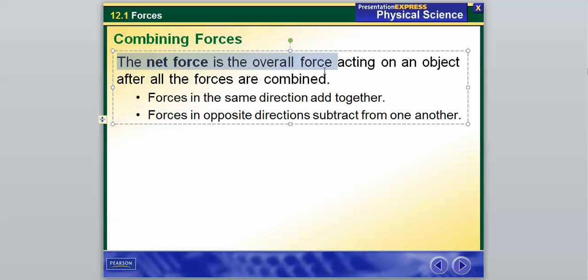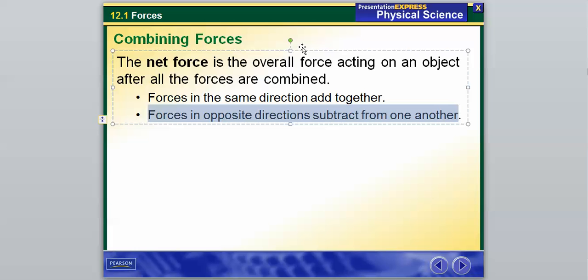So the net force is the overall force that's acting on an object after everything has been combined. We can get net forces by adding forces that occur in the same direction, and when forces are in opposite directions, they subtract from one another. So it's pretty much the same rule as velocities. Two velocities moving in the same direction, we added them. When they were moving in opposite directions, we subtracted them. Determining a net force is the same way.